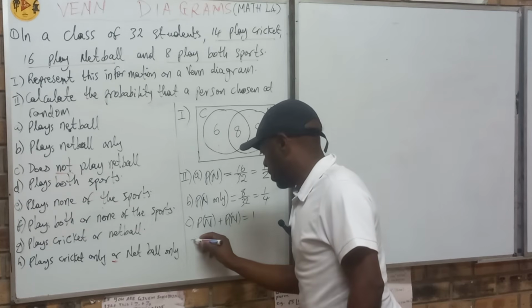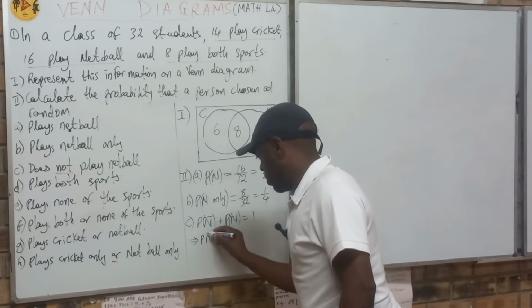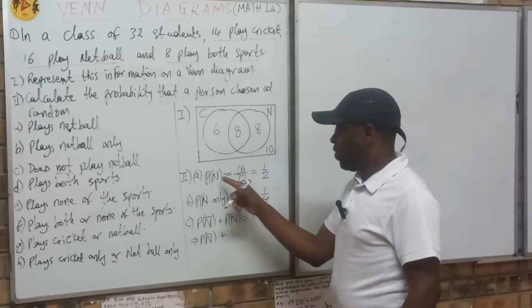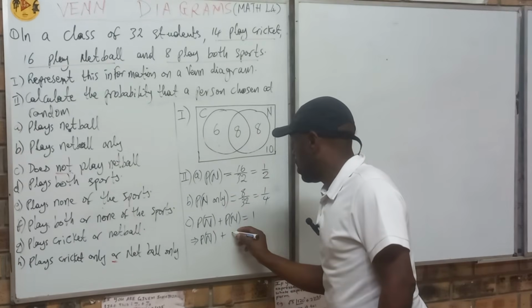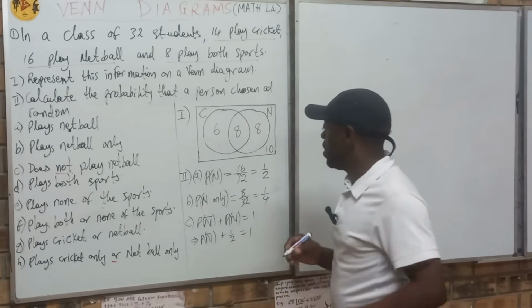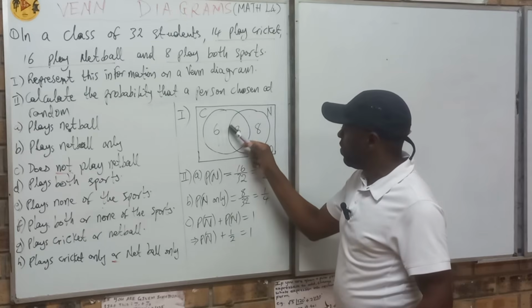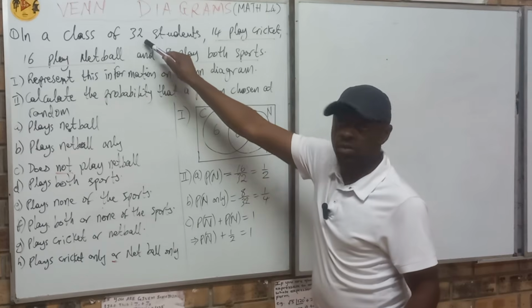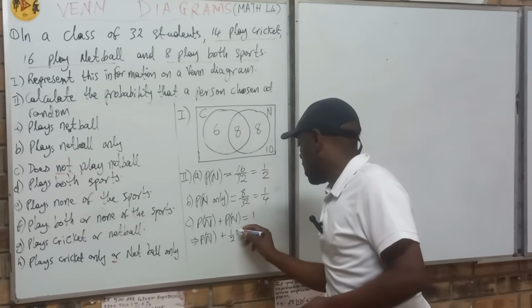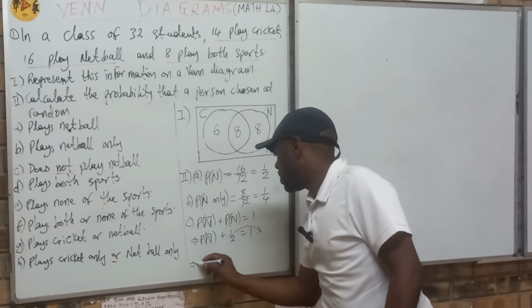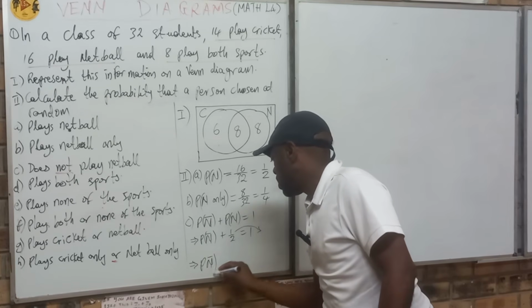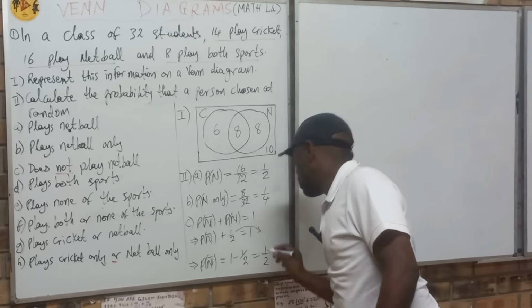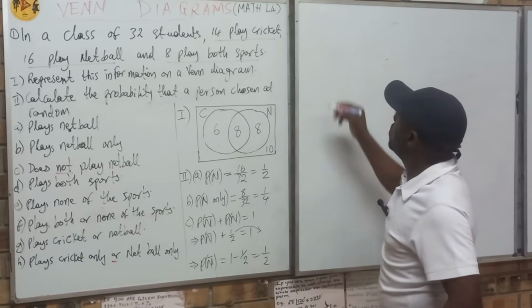So since we're looking for the probability of those who do not play netball, all we need is to know the probability of those who play netball. We've just done that here. We've just done the probability of those who play netball in A, which is 1 over 2. Better still, those who play netball, if you look at the circle for netball, it is 16 out of 32. That is where the half comes from. So those students who do not play netball are 1 minus 1 over 2, which is 1 over 2. So that's how you can get those who do not play netball.